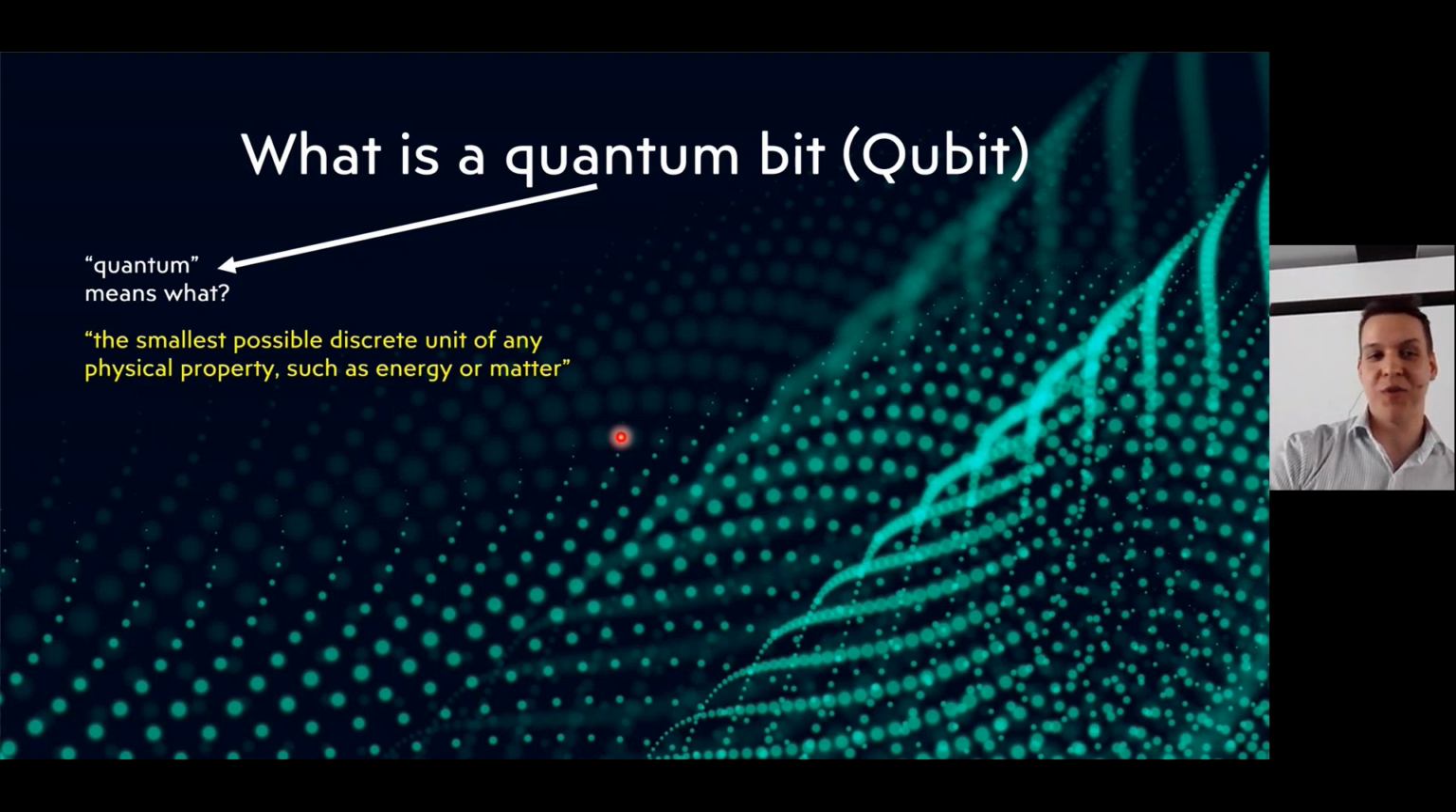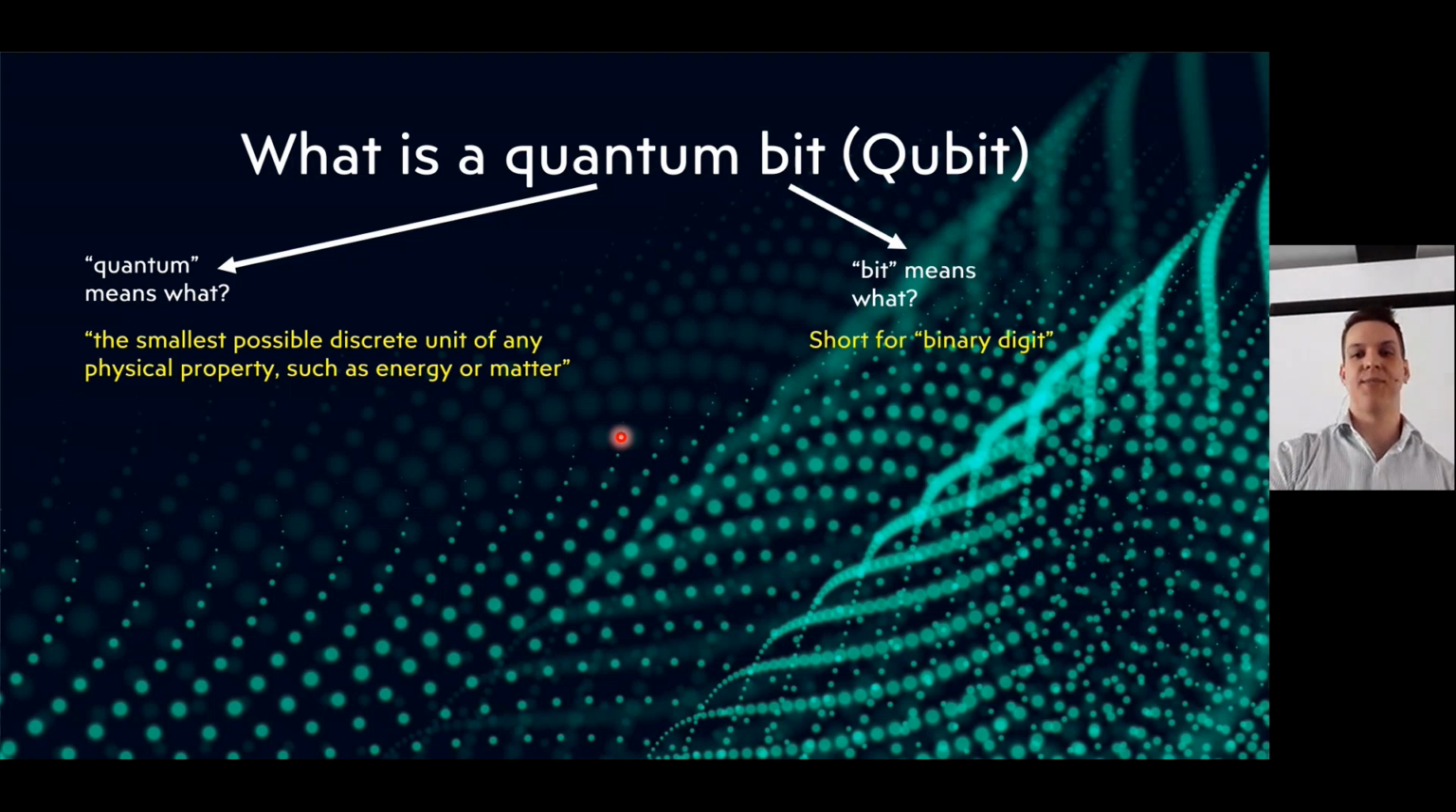Then what is a bit? I told before, a bit means what? It's short for binary digit, has two states. So now we resolve what is both. What is it together, quantum bit or classical bit?